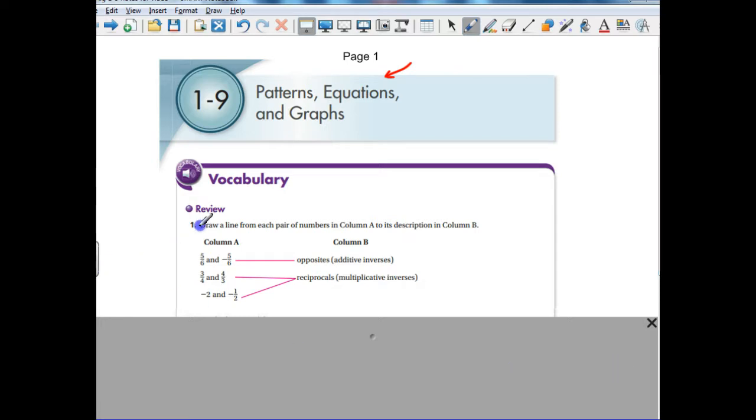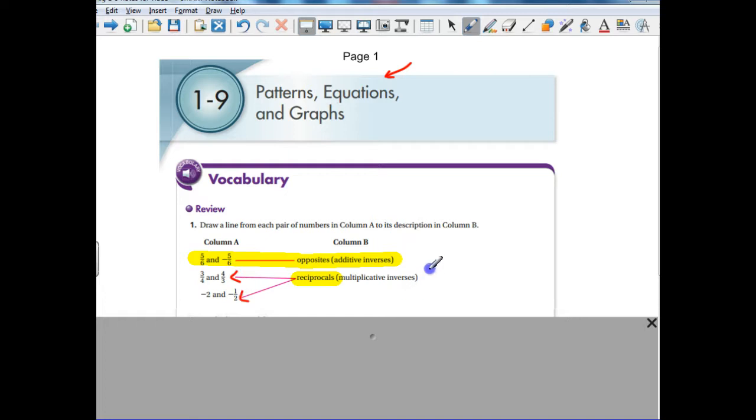Number 1 says draw a line from each pair of numbers in column A to its description in column B. And the words here, let's just go to this part on the right. The opposites, additive inverses, that's basically if you have two numbers that are opposites. In other words, they add to 0. That goes to only this one right here. And then the other word that you'll need to know, a really important word for us, is reciprocal. Examples of reciprocals are given in those two. You can draw the lines on your notes there and there.